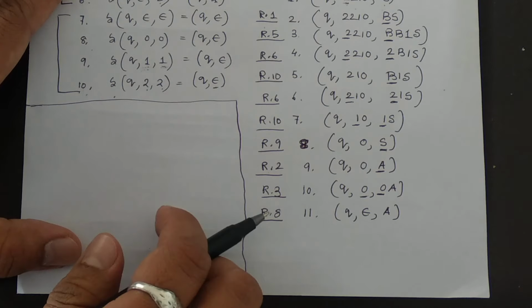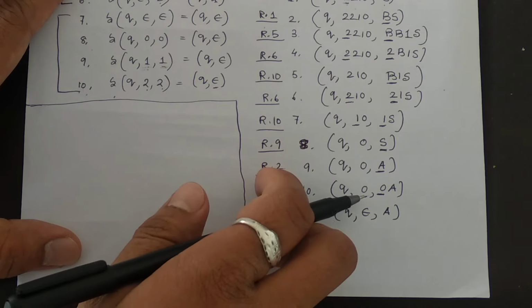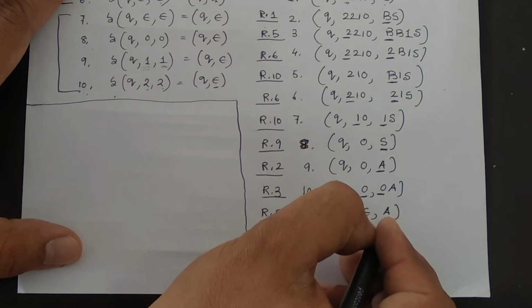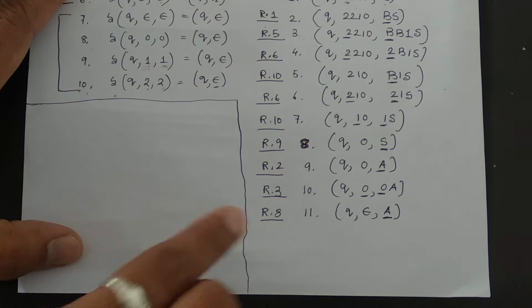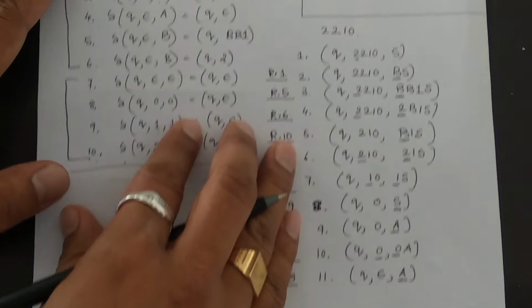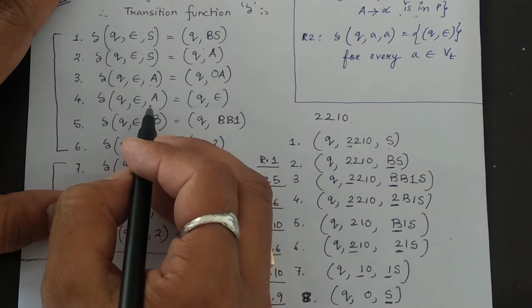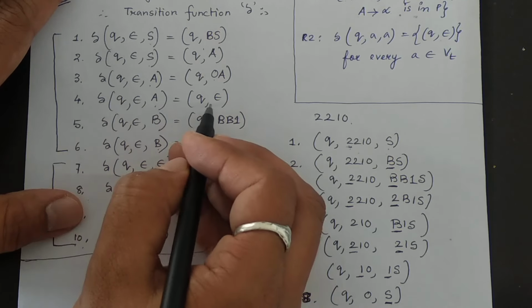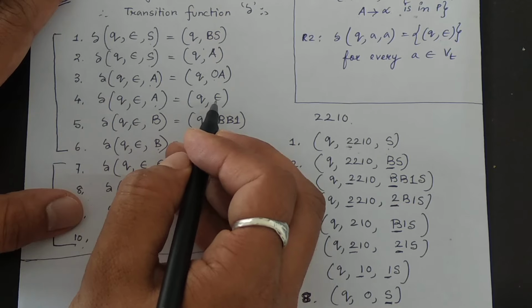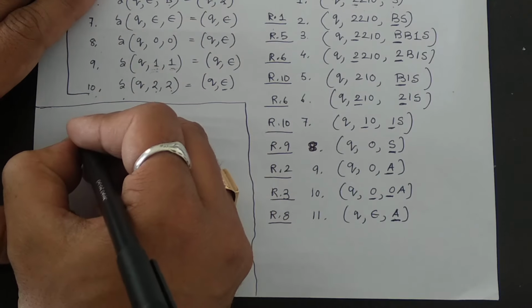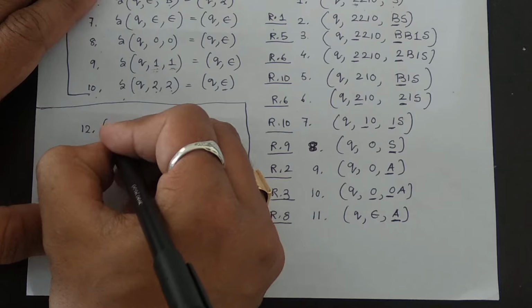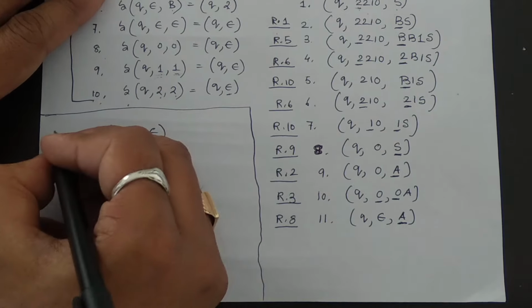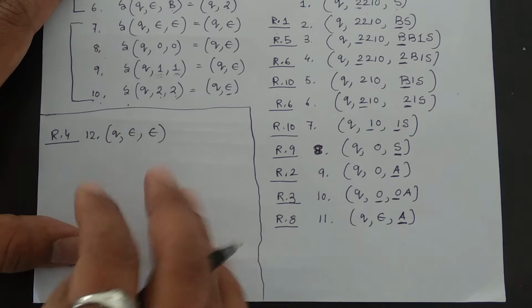So rule number 8 is done. By using rule number 8, I have popped this 0. Correct? I am only left with epsilon. So what do I have to remove? I have to remove A. If I remove A, which operation are you going to take? I can take rule number 4, where A is on the top of the stack, and I get the epsilon symbol. Correct? So I can write it down, number 12, q comma epsilon comma epsilon. And this I have used by rule number 4.